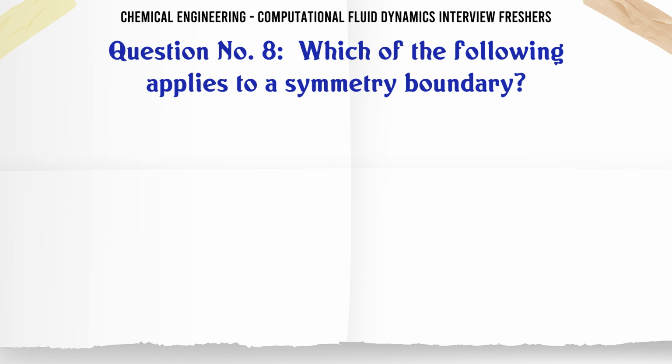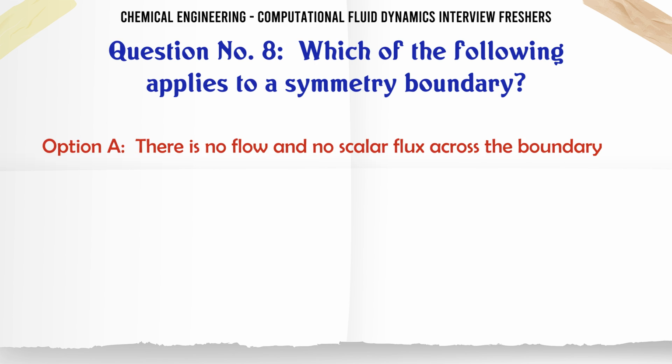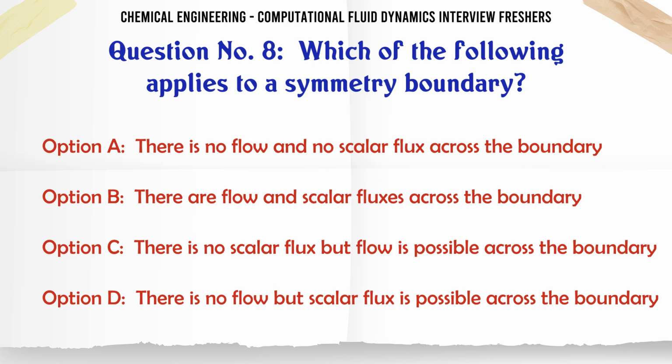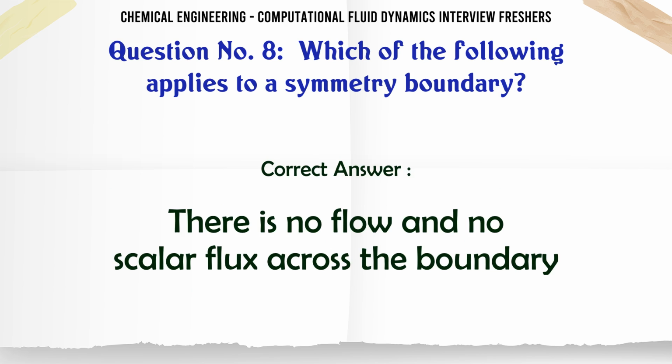Which of the following applies to a symmetry boundary? A. There is no flow and no scalar flux across the boundary. B. There are flow and scalar fluxes across the boundary. C. There is no scalar flux but flow is possible across the boundary. D. There is no flow but scalar flux is possible across the boundary. The correct answer is there is no flow and no scalar flux across the boundary.